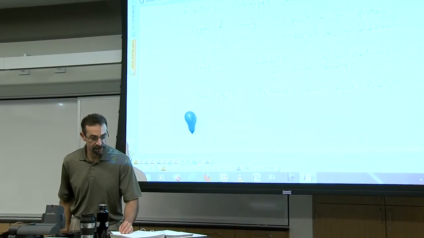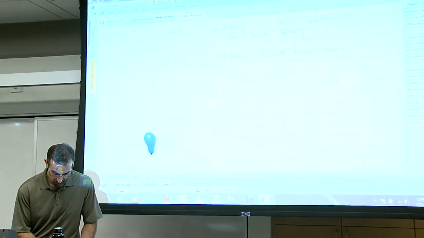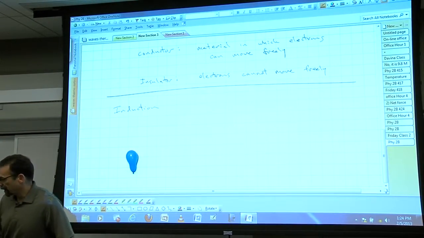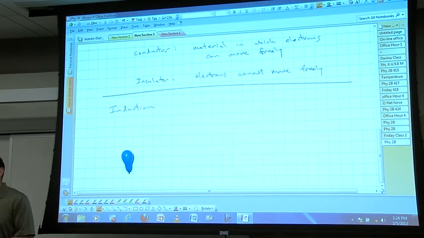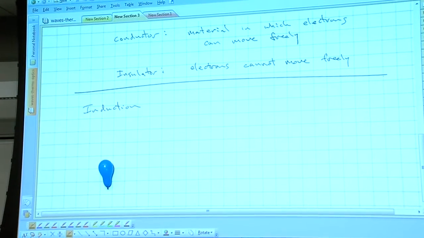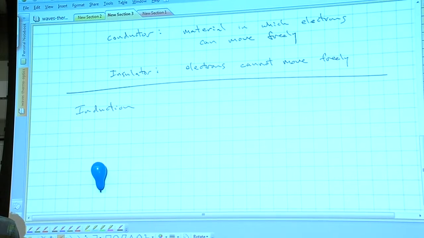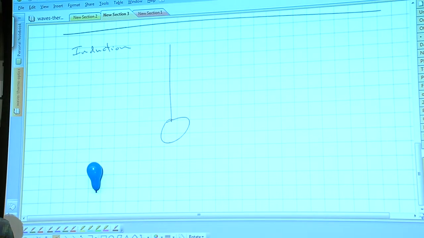So there's another interesting effect called induction, where we get the object to act like it's charged even though it's neutral, because we can get the charges to separate. So let's take a look at what happens. Let's say I have a conductive sphere hanging here. And I bring up a charged object. What charge should we make it? Positive?